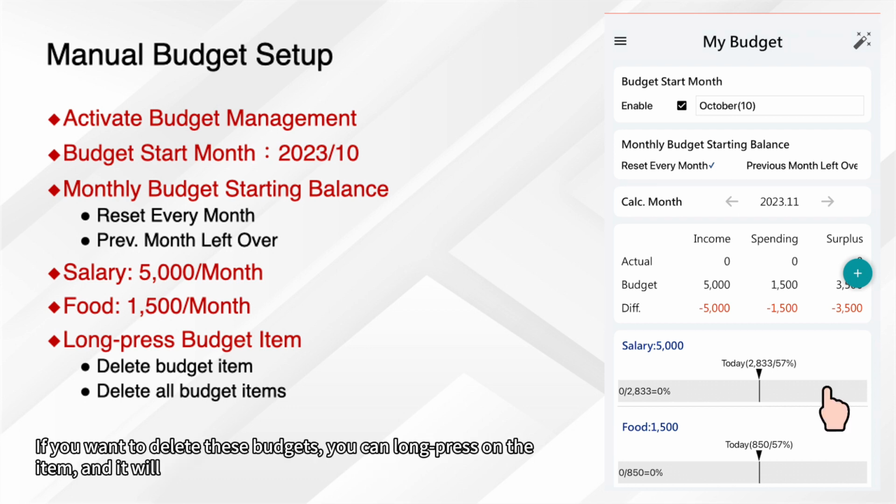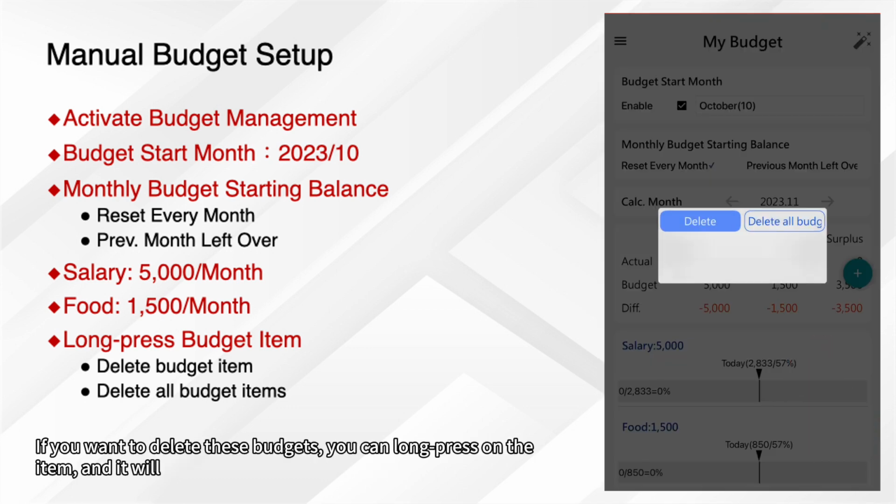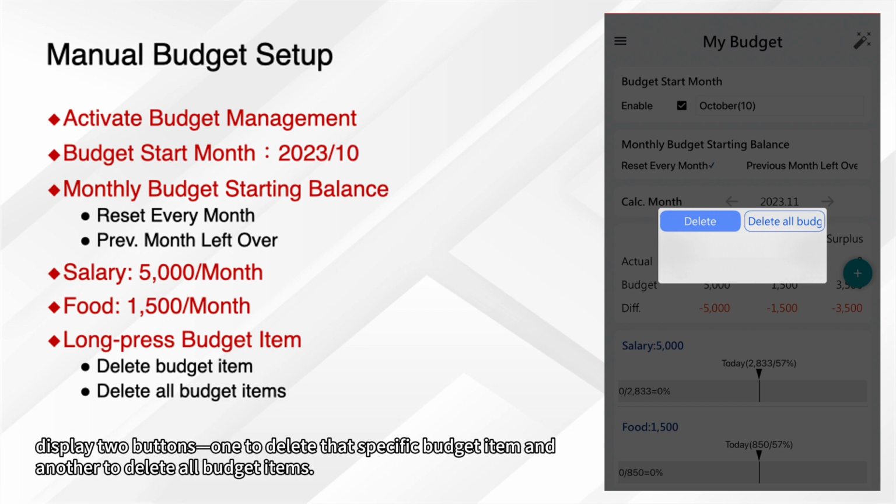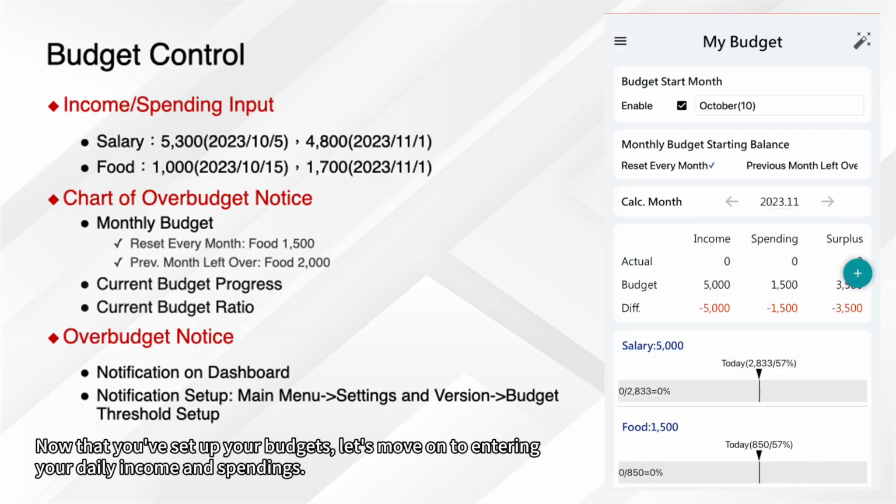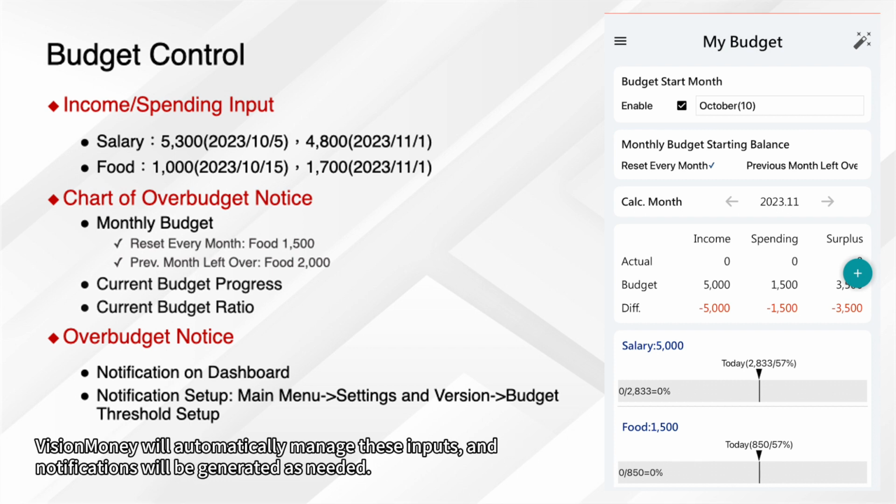If you want to delete these budgets, you can long press on the item and it will display two buttons, one to delete that specific budget item and another to delete all budget items. Now that you've set up your budgets, let's move on to entering your daily income and spendings. Vision Money will automatically manage these inputs and notifications will be generated as needed.